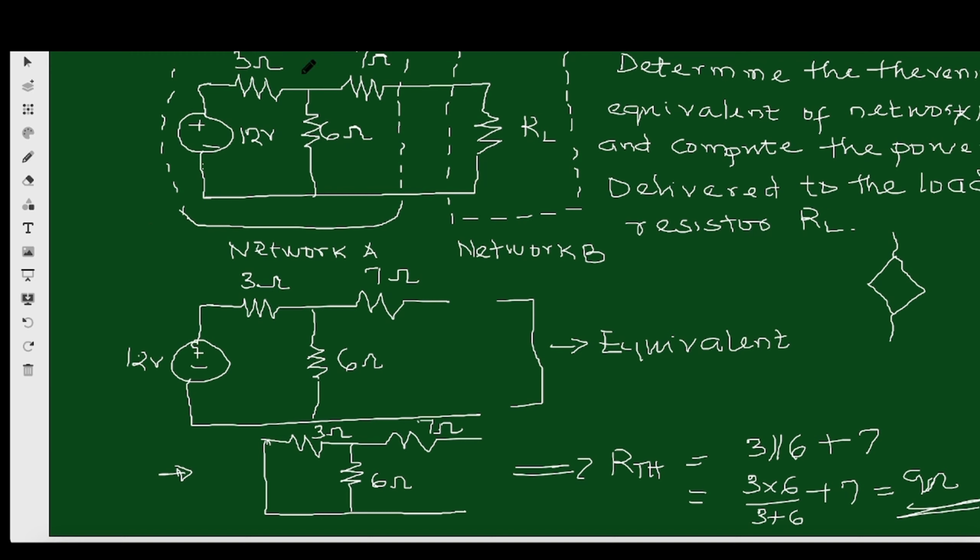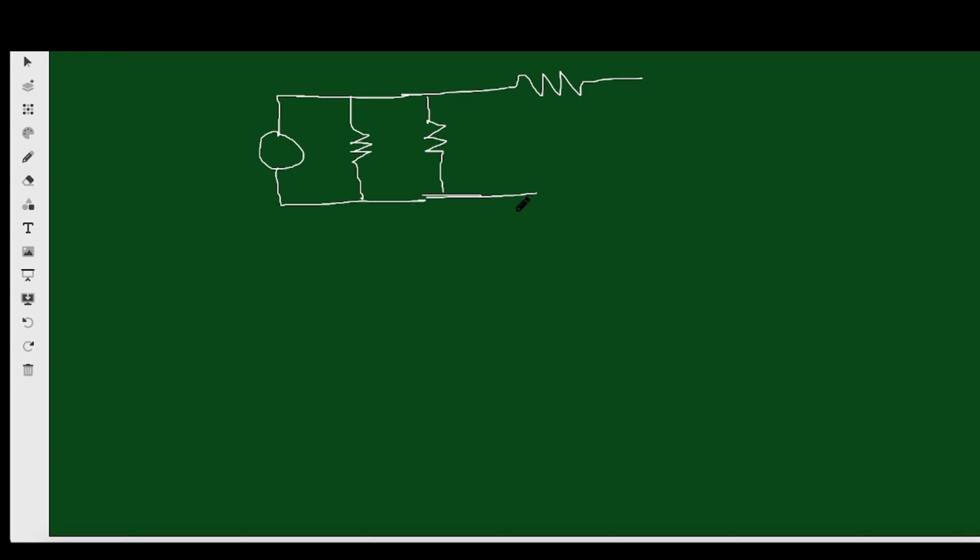Using source transformation, what will I do? I will convert this source to a current source, so that these 3 ohms will now be in parallel with 6 ohms, so that I can combine them together. If I do that, what will I have? I will have a current source in parallel with the 3 ohm resistor. Then there's also a 6 ohm resistor in parallel to that. Then we now have a 7 ohm resistor.